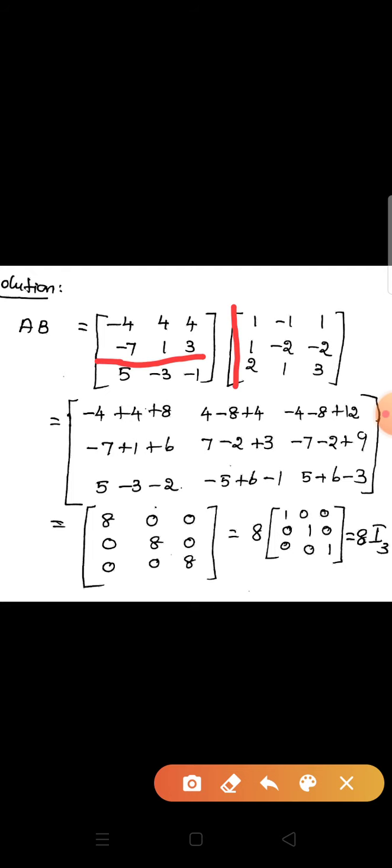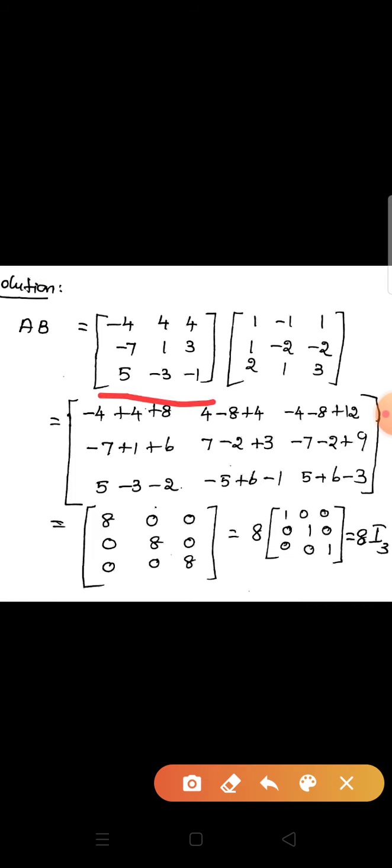We finish the first row with the 3 columns. Next we take the second row with the first column: minus 7 into 1 is minus 7, 1 into 1 is 1, 3 into 2 is 6. Next the second row with the second column: minus 7 into minus 1 is plus 7, 1 into minus 2 is minus 2, 3 into 1 is plus 3. Next the second row with the third column: minus 7 into 1 is minus 7, plus 1 into minus 2 is minus 2, 3 into 3 is plus 9.